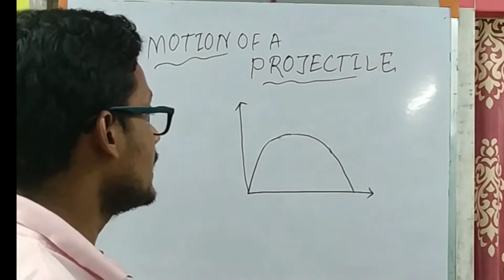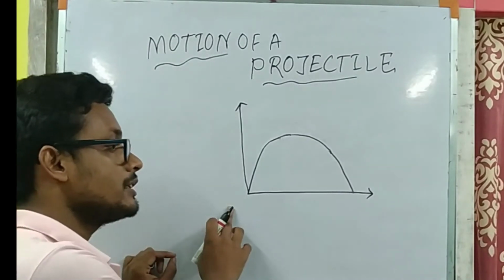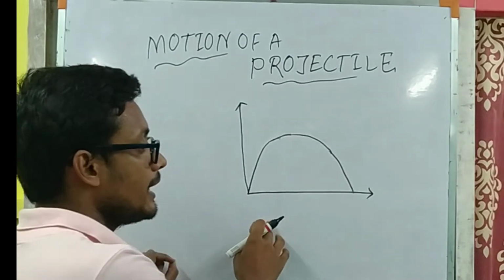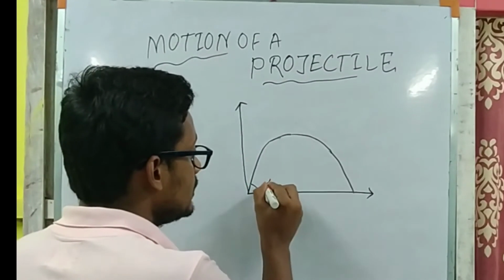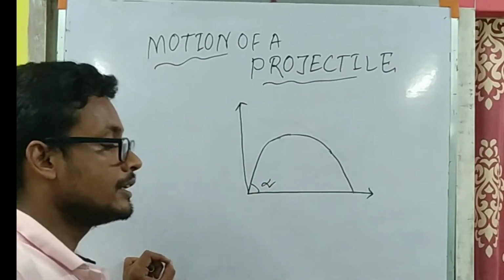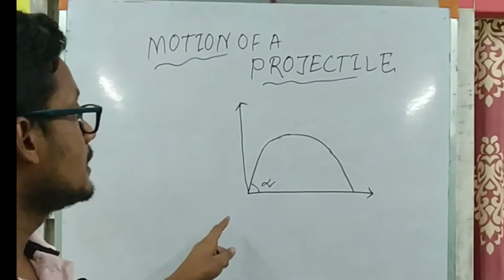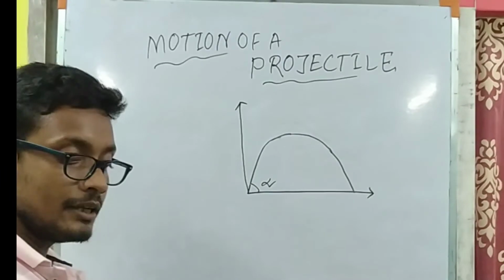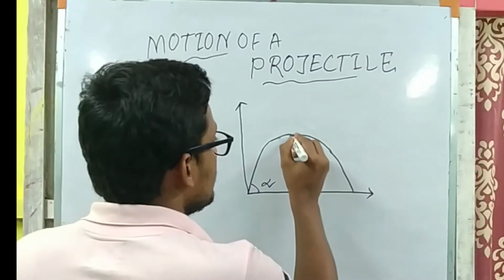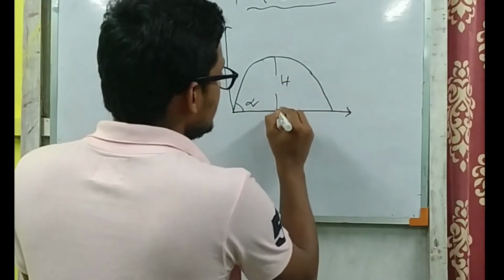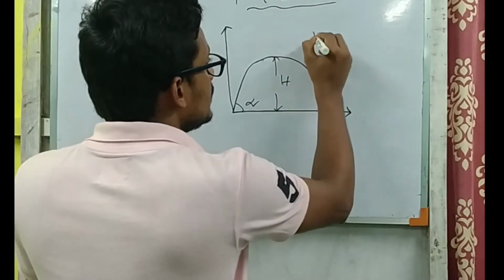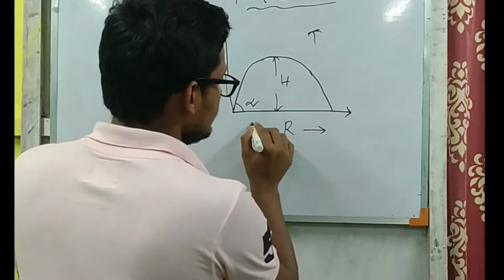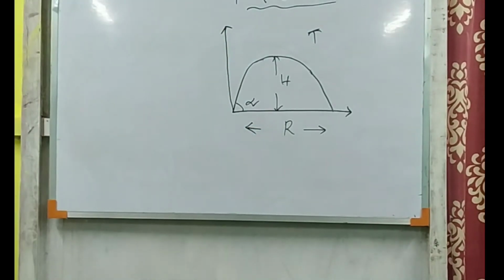Now we will talk about only the third figure, where a particle is projected from the ground upward making an angle alpha with the horizon. The figure is shown on the board. We will consider three major components. Number 1, the maximum height. Number 2, time of flight. Number 3, the horizontal range. For these three we will consider the equations of motion.